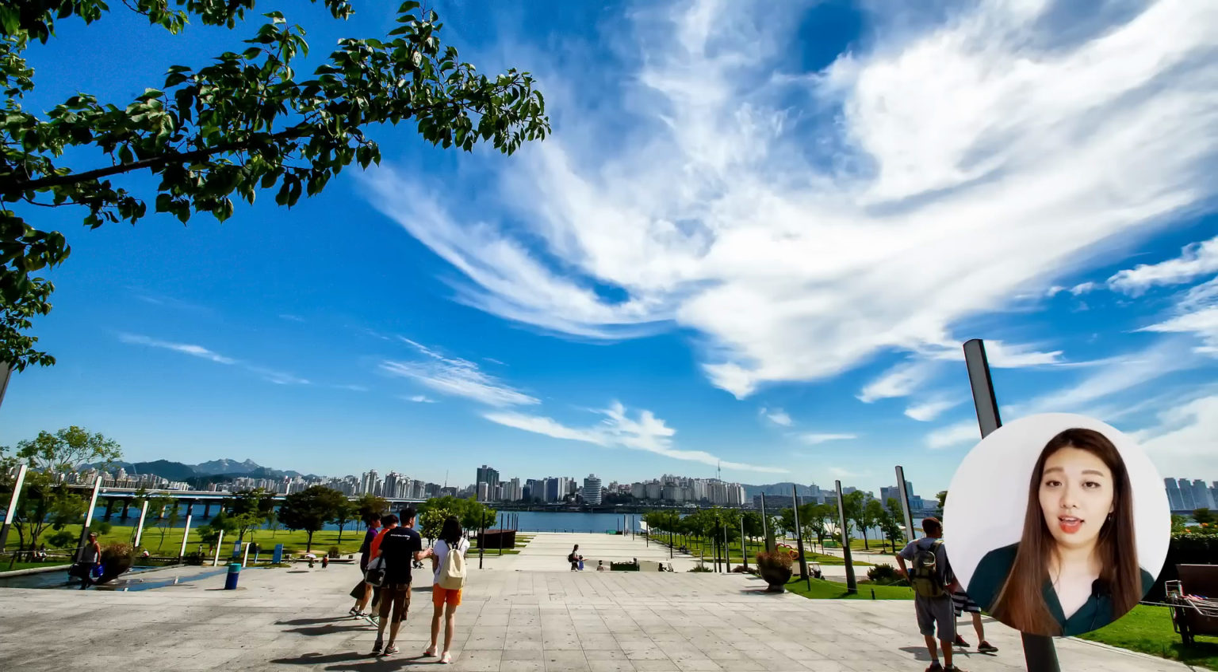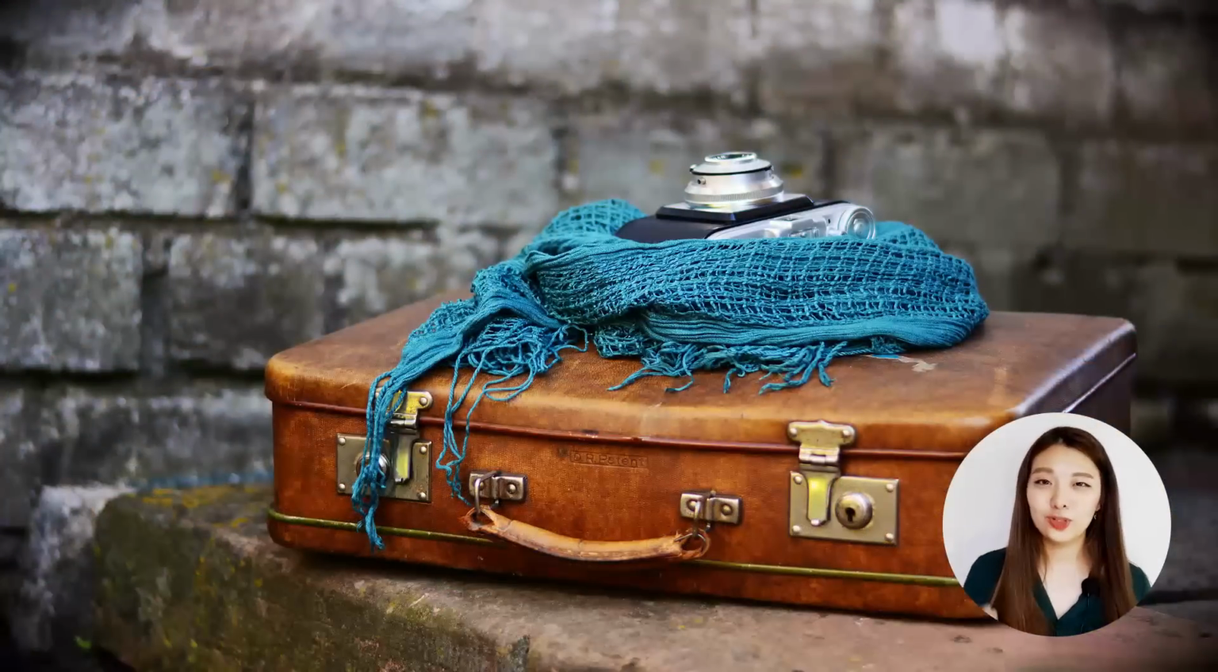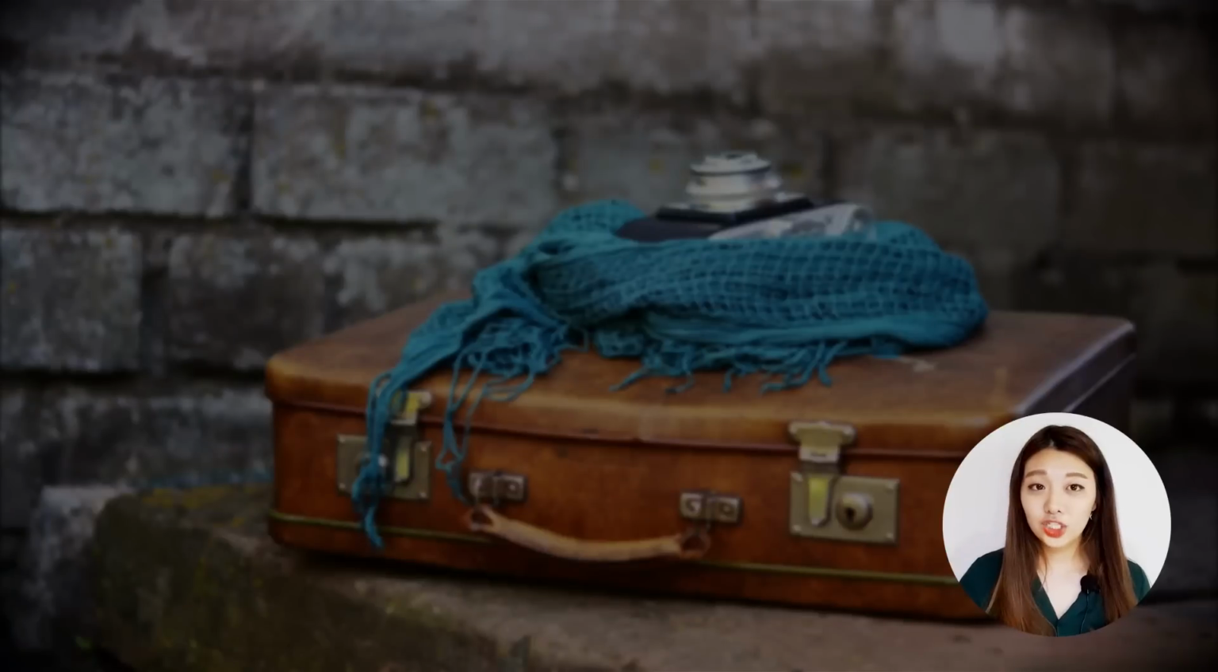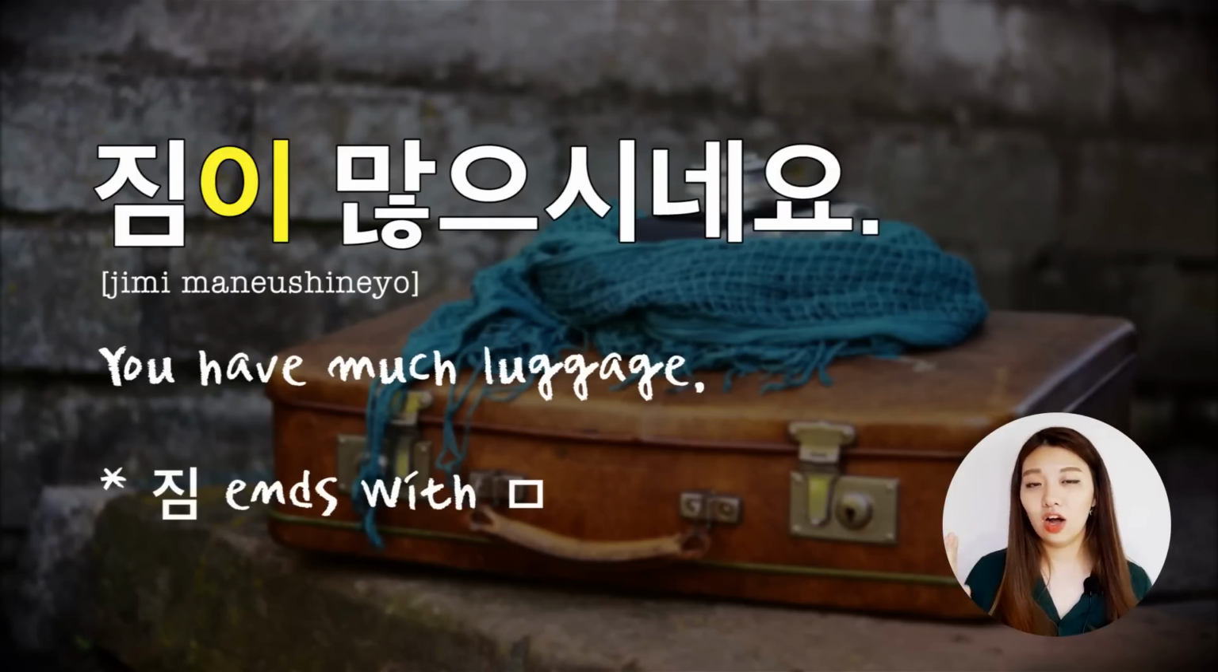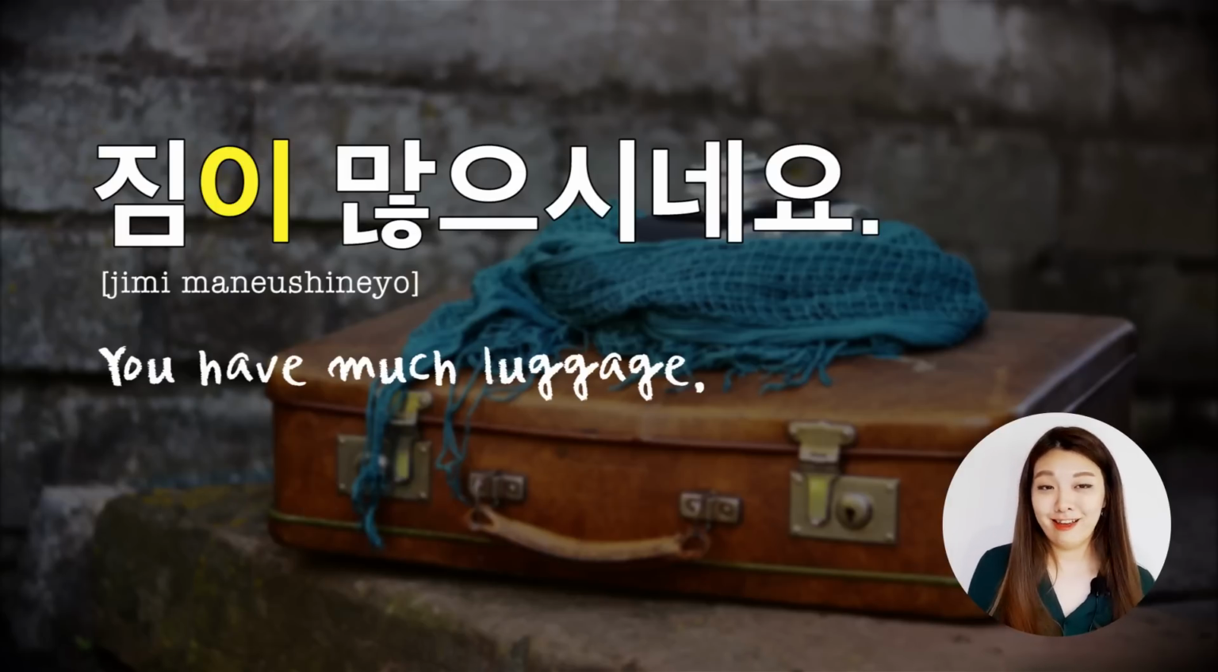Okay, this is another situation. You are walking down the street, and then an old lady who was carrying a lot of luggage suddenly caught your eye. So you want to help her out. If you say 짐이 많으시네요, it means, oh, you have so much luggage. 제가 들어드릴게요. I'll help you. You were observing, so 이 should be attached. And you know, 짐 ends with the consonant 미음, right? So 이 should come. 짐이 많으시네요.